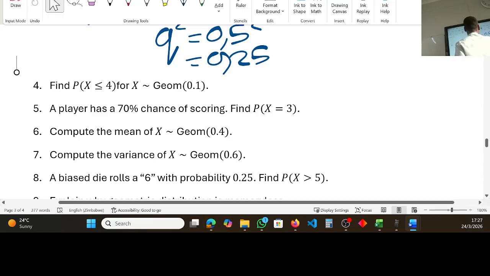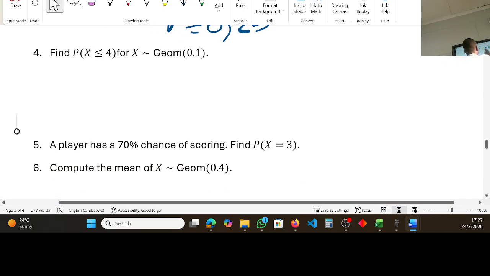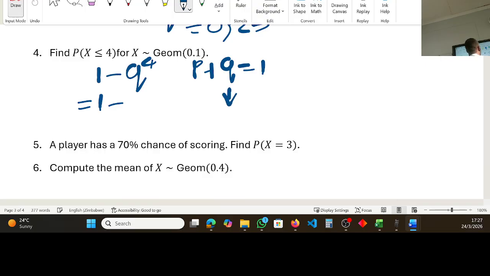Then next, we have our p there. Let me clear space first. If I'm interested in x being less than or equal to 4, it means what I don't want is to fail 4 times. So this is 1 minus failing 4 times. When I do my substitution, it's 1 minus q to the power 4. For this scenario, this is my p. So obviously p and q give us 1, which implies q is actually 0.9. So this will be 0.9 to the power 4.